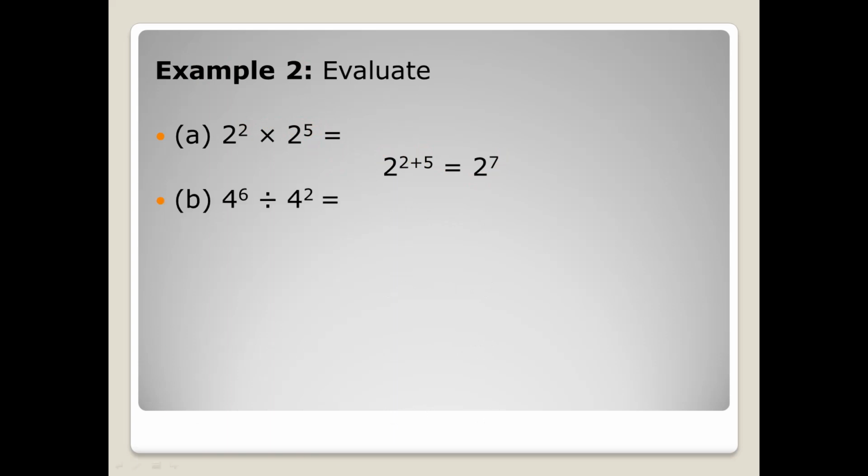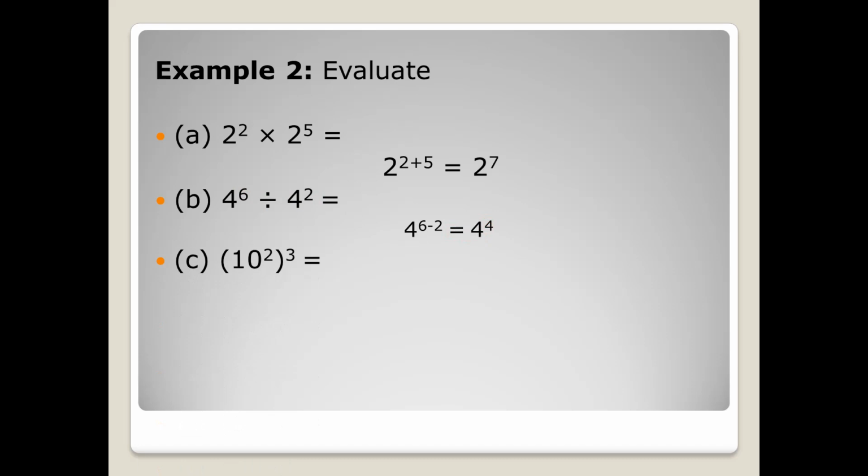Example B, 4 to the power of 6 divided by 4 to the power of 2. Now, because this is a division operation, the answer will have the same base 4, and its index is the difference between these two indices. So 6 minus 2, so it's 4 to the index 4. That means we have to multiply 4 by itself 4 times.